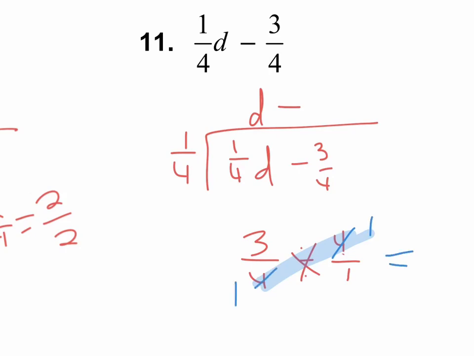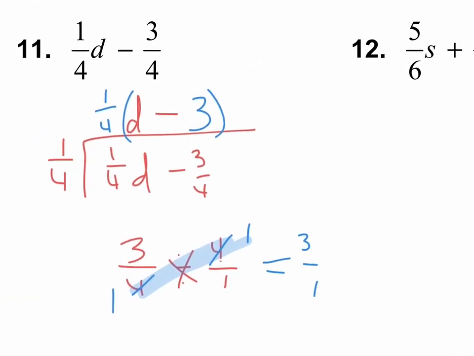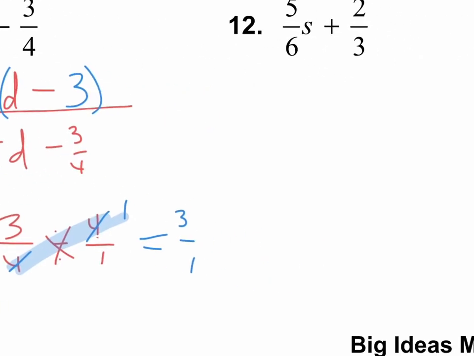And then we multiply across. 3 times 1 is 3. 1 times 1 is 1. So I get 3. And then I put parentheses and I keep that 1/4 out there. And that would be my answer. 1/4 (d minus 3). If you want, you can go ahead and check that. You should get the same exact answer.